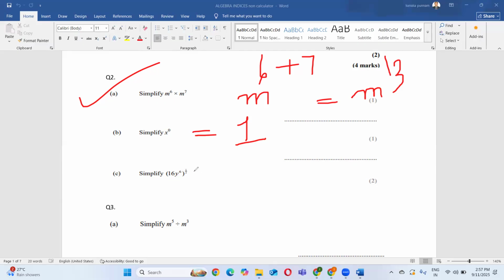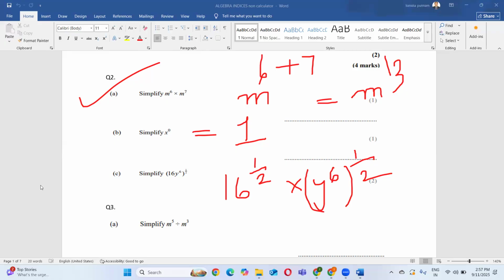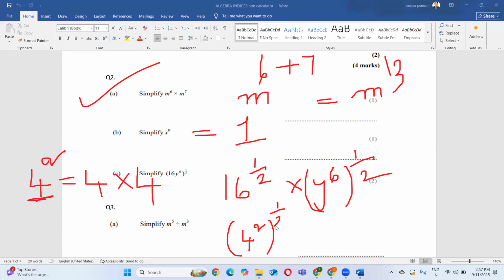Okay, next one. 16y6 and in the brackets, the power is 1 over 2. So 16 gets power 1 over 2, times y6 also gets power 1 over 2. Then how to simplify? Can I write 16 as 4 square? Yes, 4 times 4 is 16, right? So 16 changes into 4 square, and then close it with a bracket. And what is left on top? The power is left. Write it as it is. And then next y6 and 1 over 2.